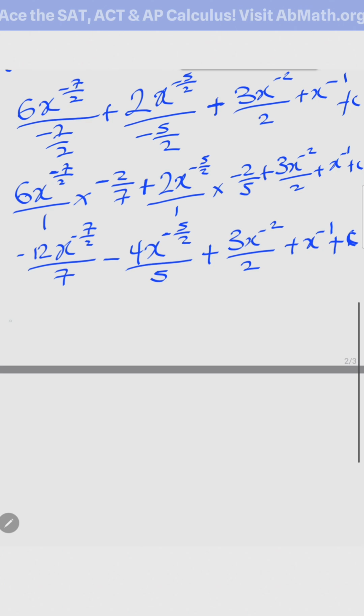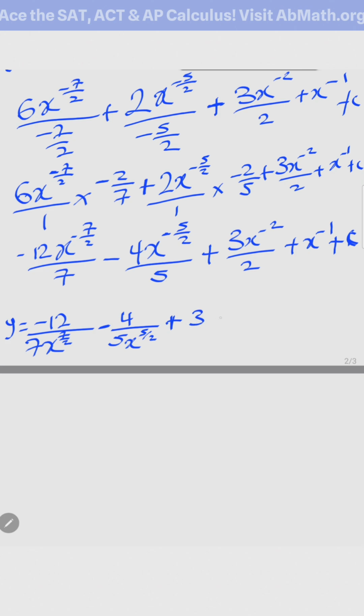So we now have our y to be negative 12 over 7 x^(7/2) minus 4 over 5 x^(5/2). Then we now have plus 3 over 2x squared plus 1 over x, then plus c.